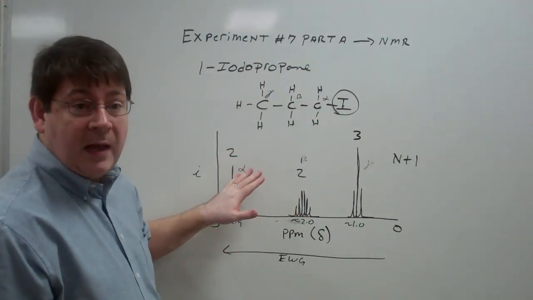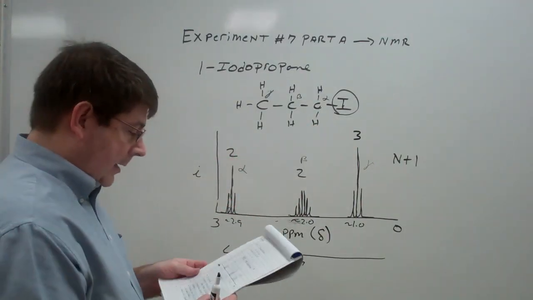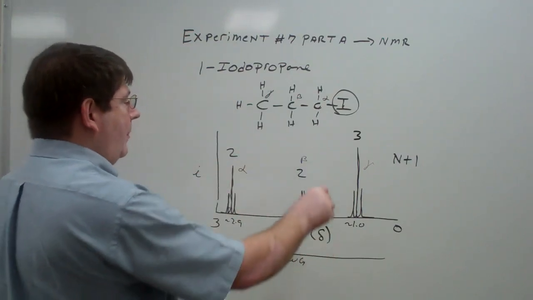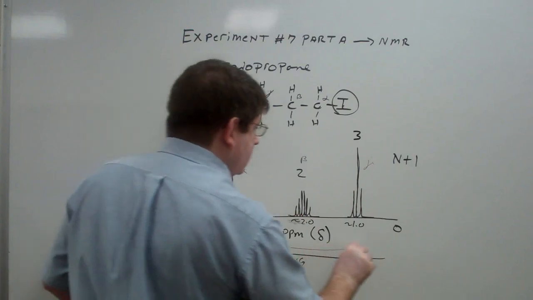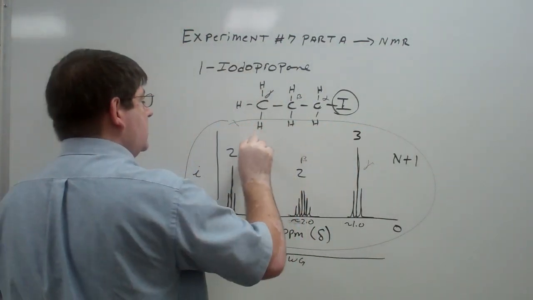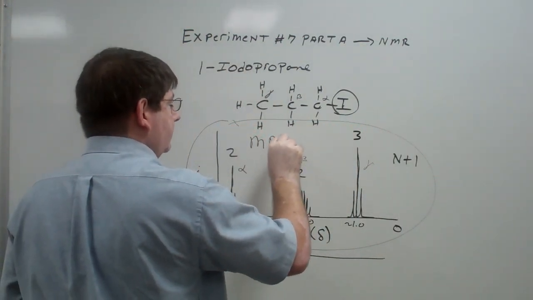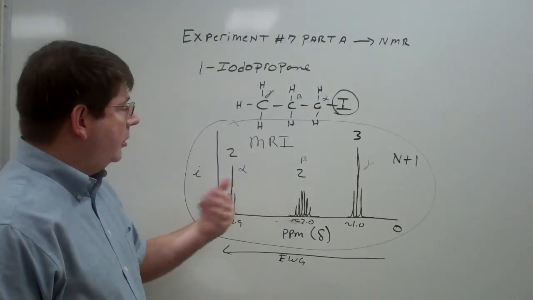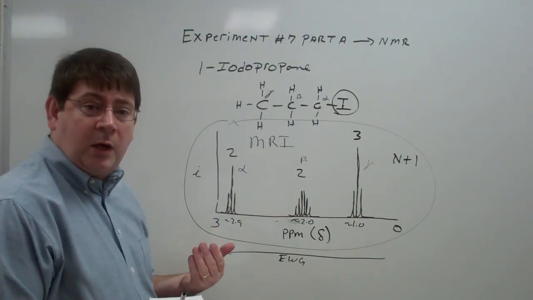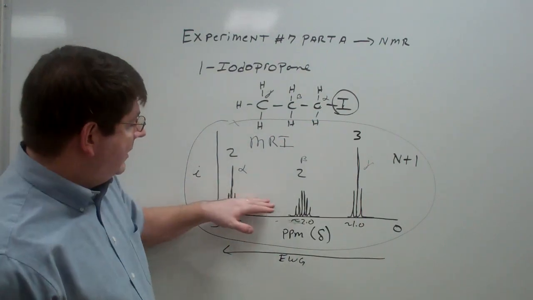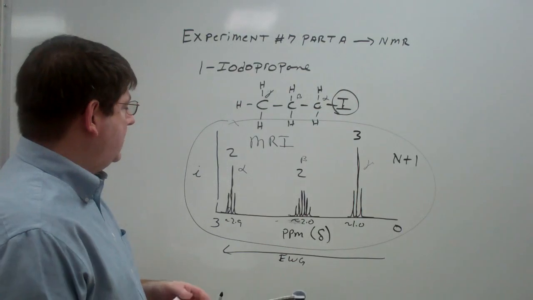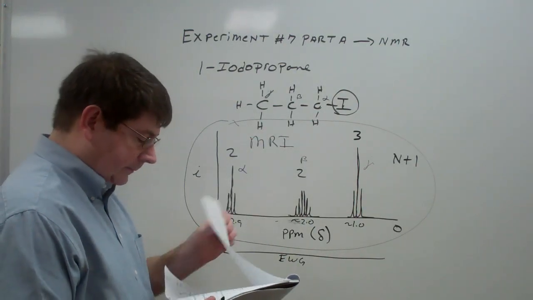We got a lot of information on this very simple molecule from this NMR spectrum. And basically what this spectrum is, this is the MRI image, if you want to think of it that way, for this molecule. Just like when you go to the doctor and you get an MRI, they get an image of what you look like based on NMR. This is that image of what iodopropane looks like based on NMR spectroscopy.